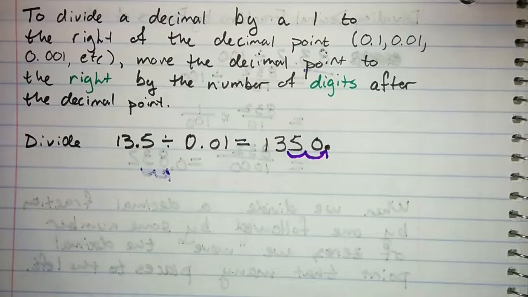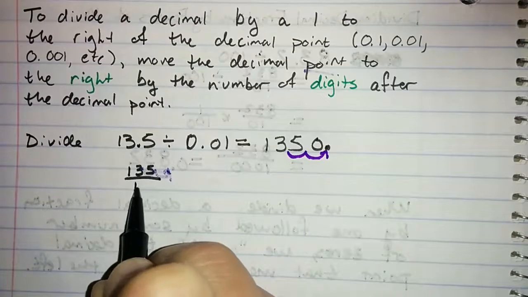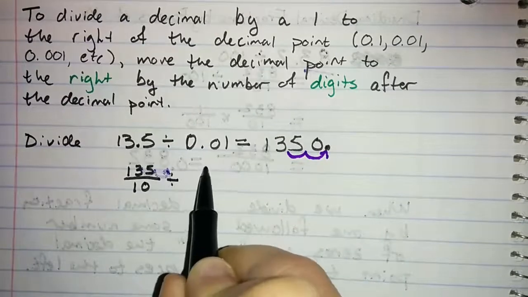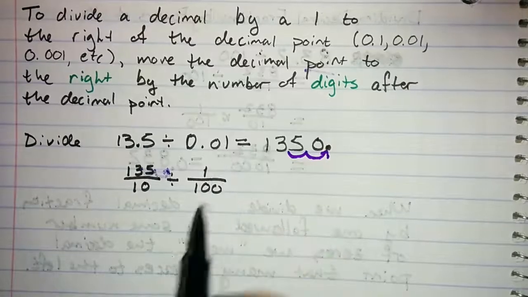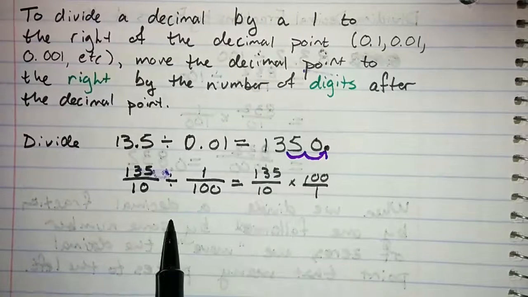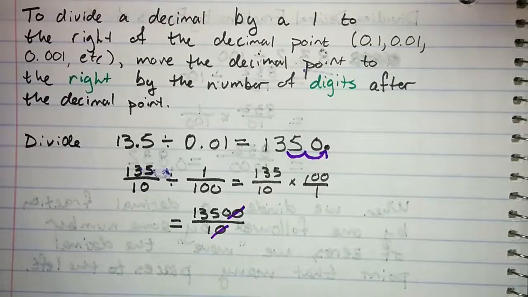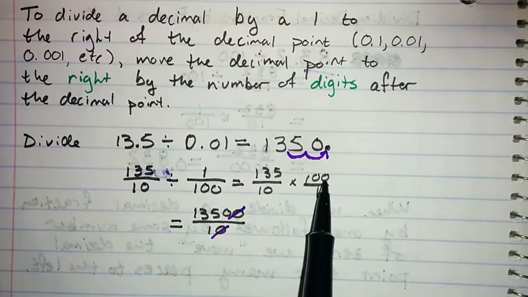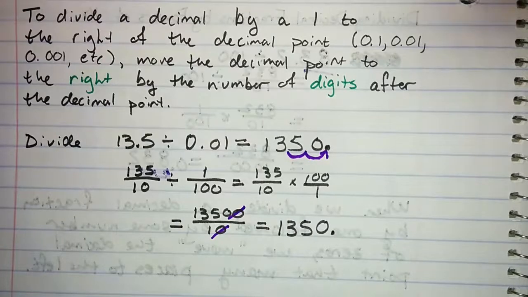Let's see what happens in terms of fraction notation. 13.5, that's 135 over 10, 1 digit, 1 zero. 0.01, that's 1/100th, 2 digits, 2 zeros. Rewriting as multiplication, and now we multiply, and cancel a common factor of 10. Oh, yeah. Do you see where the extra 0 came from? It came from this multiplication by 100. We're left with 1,350.